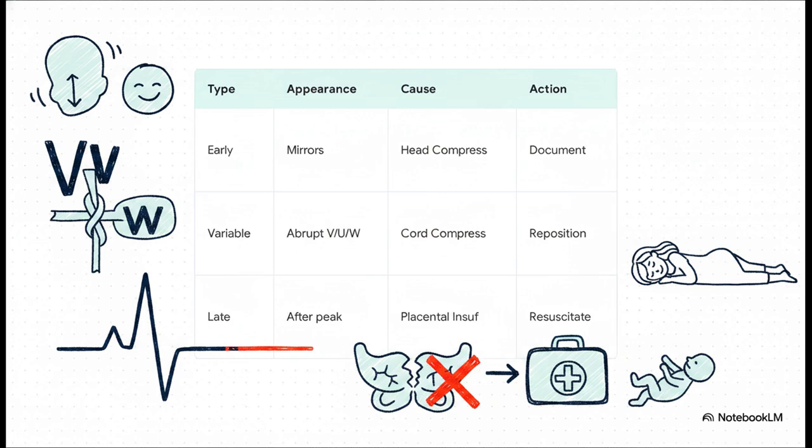And finally, the scary ones, late decelerations. These start after the peak of the contraction and are a glaring red flag for placental insufficiency. They demand immediate intrauterine resuscitation. You literally cannot ignore these.